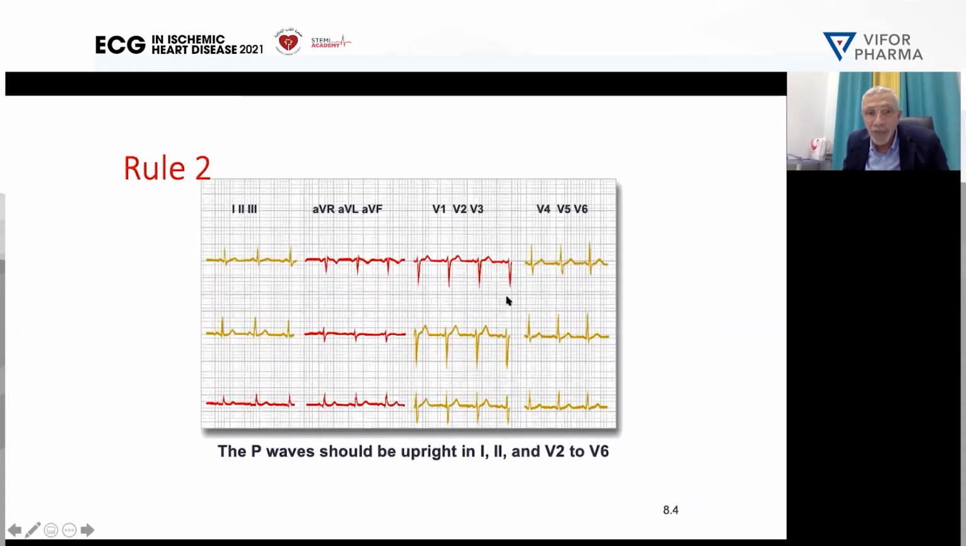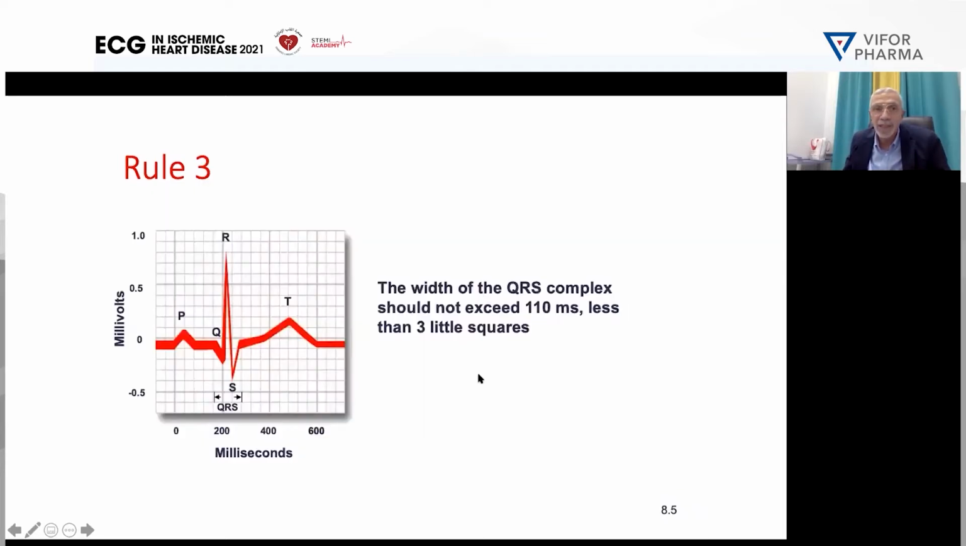Second rule, which is very important, the P wave should be upright in lead 1 and lead 2 and V2 to V6. This is very important because other than that, sometimes you will find P wave inverted in V1, which does not mean anything. So you have to understand that. Rule number 3, the width of the QRS complex should not be more than 2.5 small squares. If it is more than 3 small squares, you are talking about a wide QRS complex.